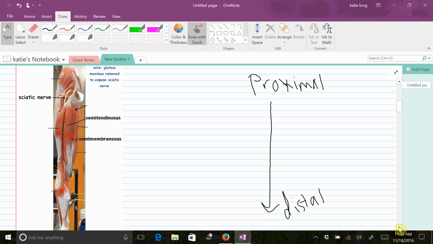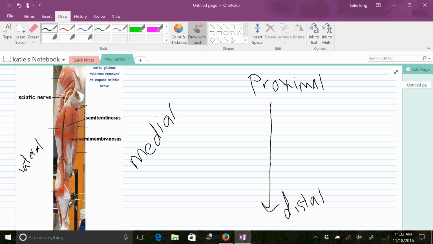I hope you already attempted to figure that out. If not, go ahead and pause and come back to us. So right now we are looking at the posterior view of the left lower extremity. So we'll go ahead and we'll label. We have medial and we have lateral, right?